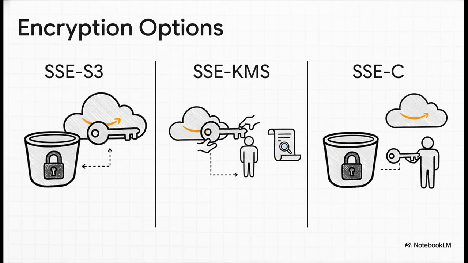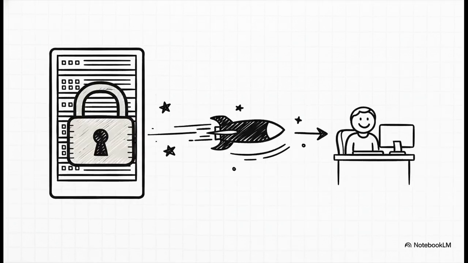SSE-S3, that's your standard set it and forget it option. Simple, effective, done. But let's say you're in an industry like finance or healthcare where you need a paper trail of who's using the encryption keys and when. Then you're going to want SSE-KMS. And if your company has a super strict policy that says you must manage your own keys, well, that's what SSE-C is for.